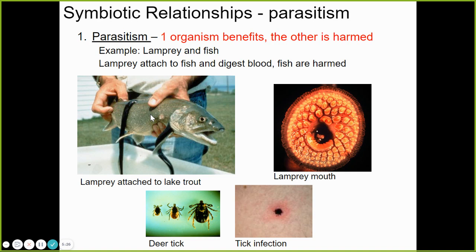Obviously, this harms the fish. It's taking nutrients, it's taking blood from it. The wounds can get infected. It's harder to swim and so forth. So the fish is being affected negatively, but this lamprey is obviously benefiting by consuming blood of this fish.